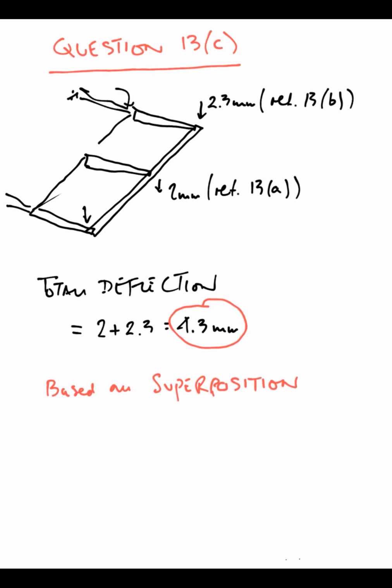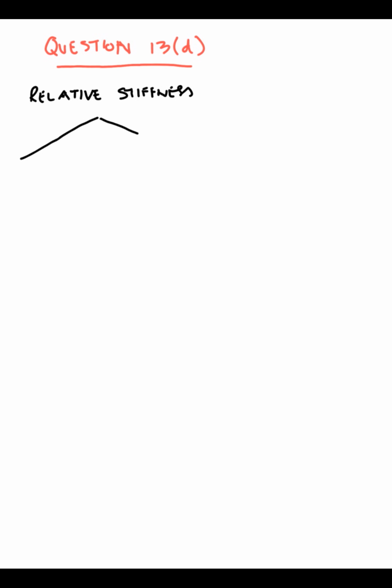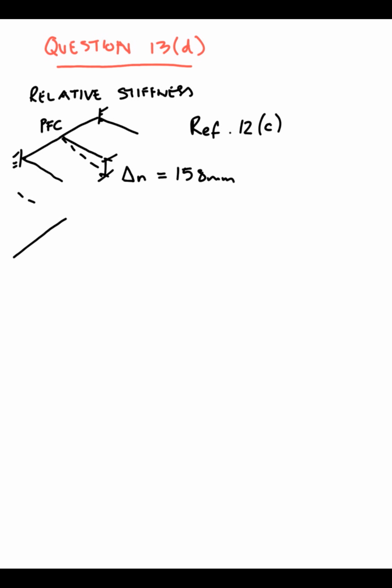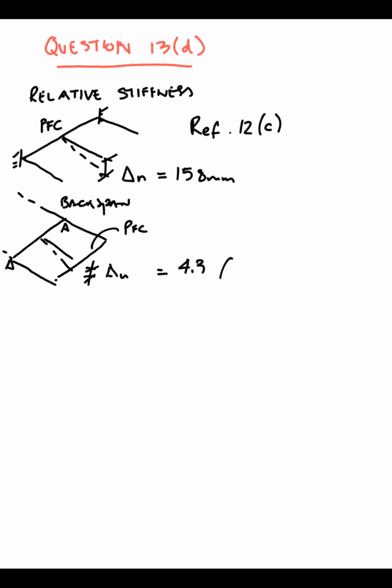And now we're going to look at the comparison of stiffnesses. Question 13d. This is where we're going to look at the relative stiffness of the two systems. So if you recall in question 12c, that we had a PFC fascia beam and we found the deflection was 158 millimeters, and then we altered the design to the PFC edge beam with a backspan, and that had a deflection of 4.3 millimeters.